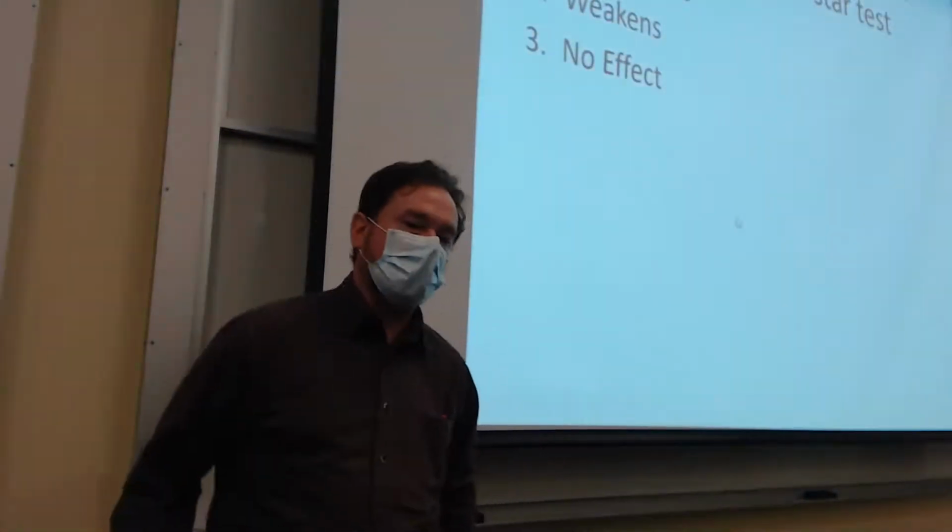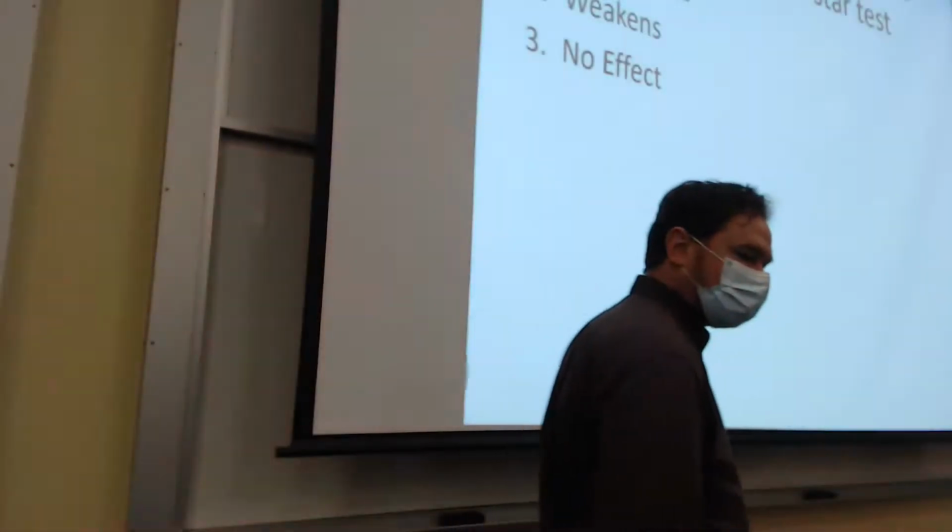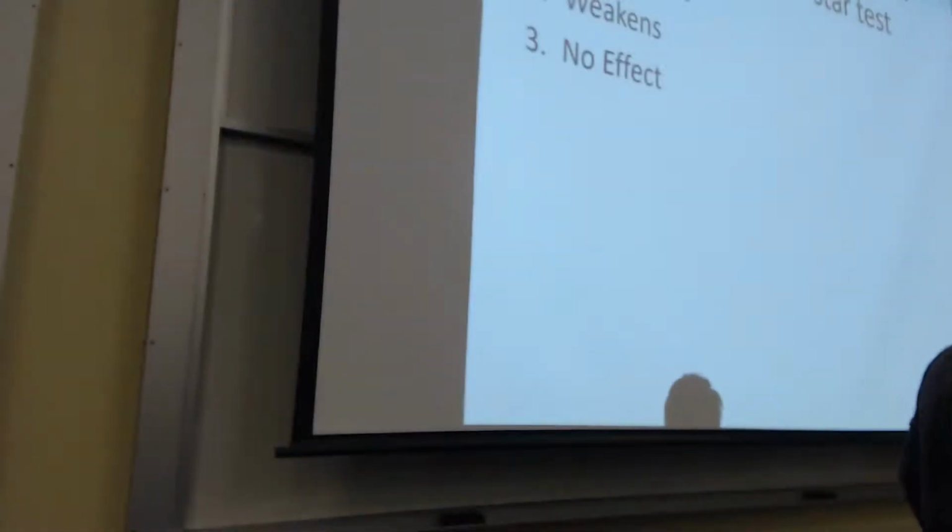What if your friend Sarah's chapter, her book on syllogisms, doesn't use the star test? Does that strengthen the analogy, make it more likely she's going to have a section on analogical reasoning, weaken it, or no effect?